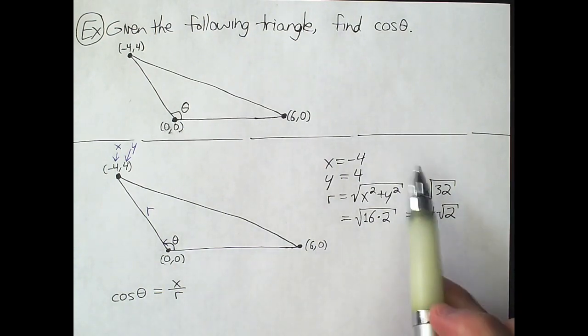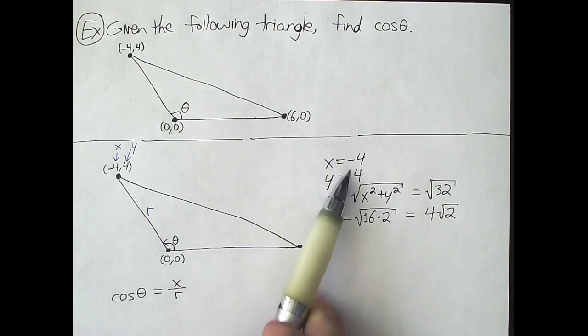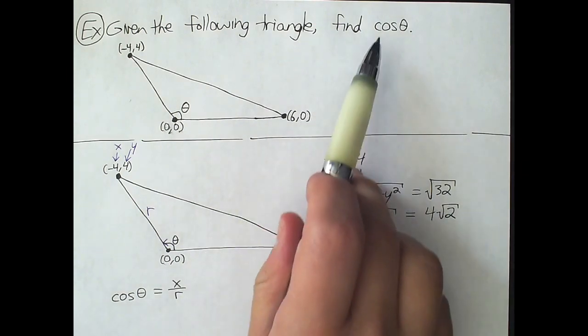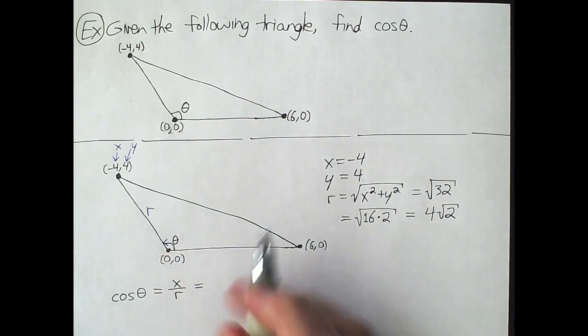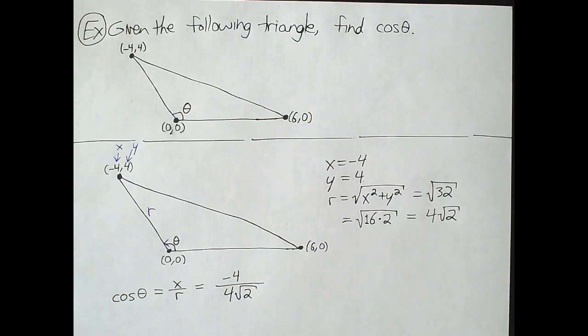All right, now we've got our x, our y, our r. In fact, if we have x, y, and r, we could find all 6 trig functions if we wanted. This problem's only asking us for one of them, but we could find all of them, right? They all use x, y, and r. All right, it wants cosine. Let's do this. X is -4. R is 4 root 2. And that's the answer, but we'd like to fix it up and simplify it.